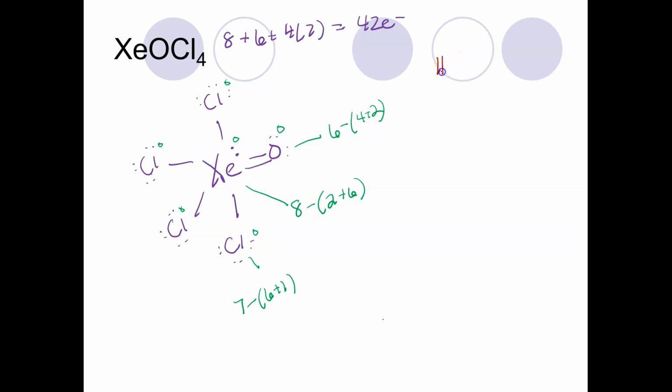So, number of electron domains. We've got to look around the xenon and count how many electron domains there are. 1, 2, 3, 4, 5, 6. 6 electron domains. So electron domain geometry is octahedral.